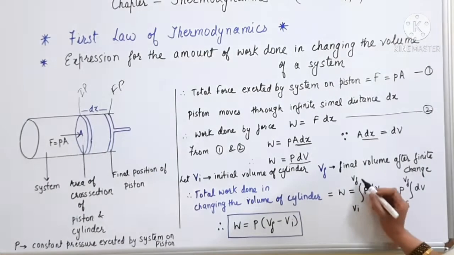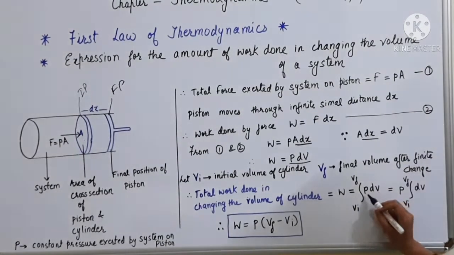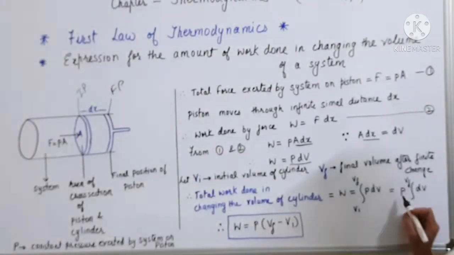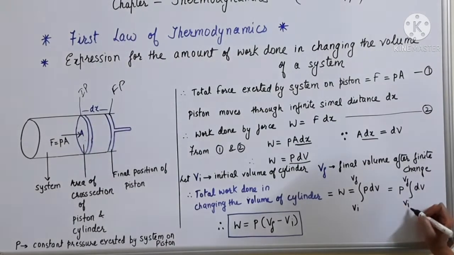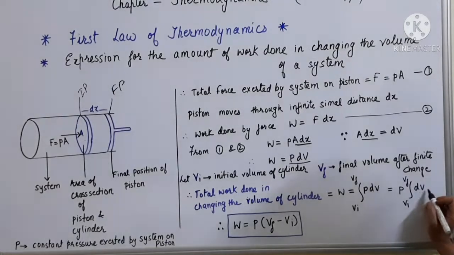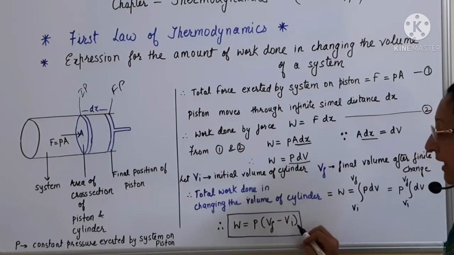From VI to VF, so integrating from VI to VF, PdV. But we know that P is a constant pressure which is exerted on the piston, and hence P is taken outside the integral of VI to VF dV. So now, putting the values, we get W is equal to P (VF minus VI).